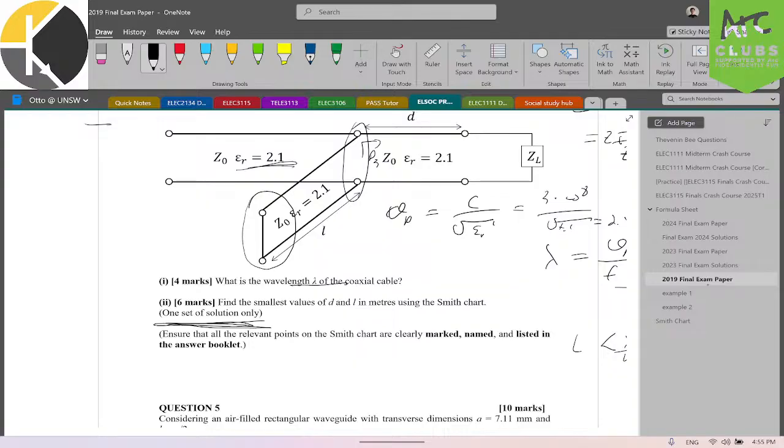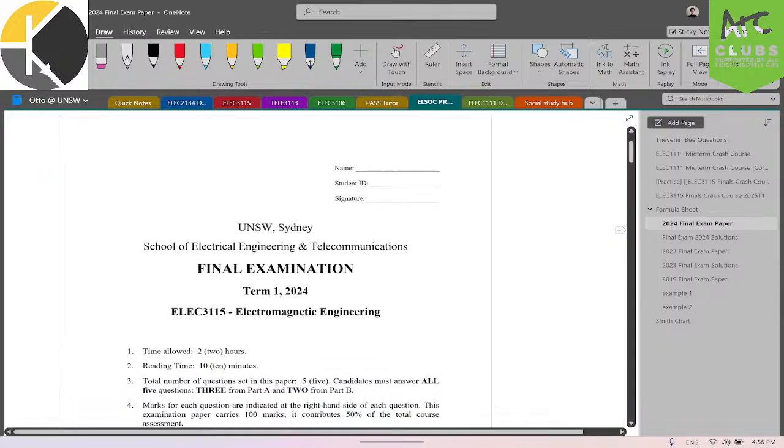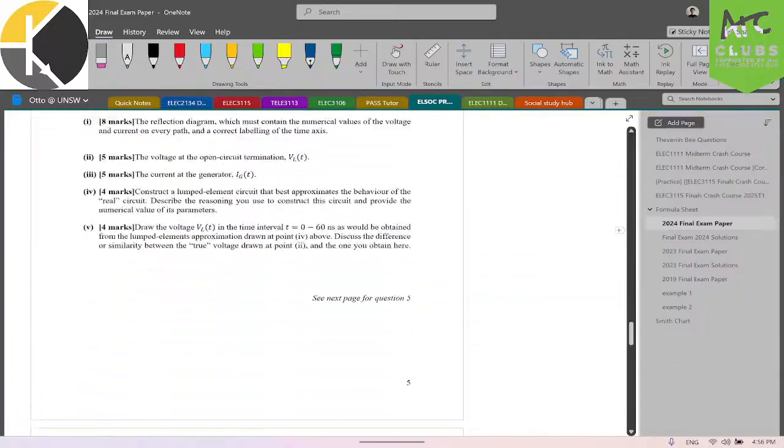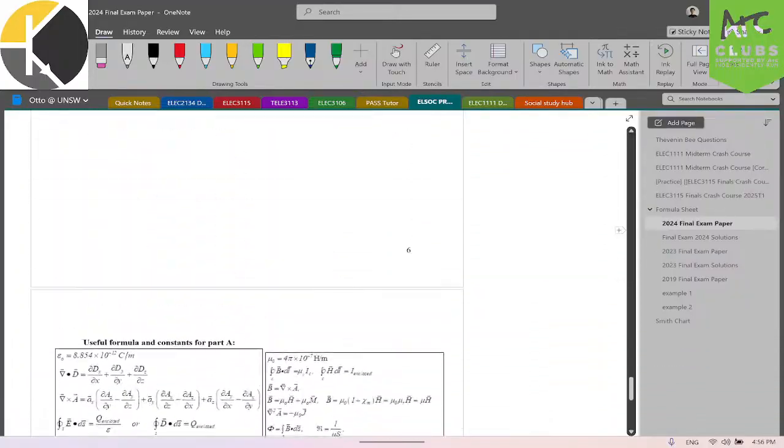question on waveguides, which was question 5 of last year's paper. Last question.